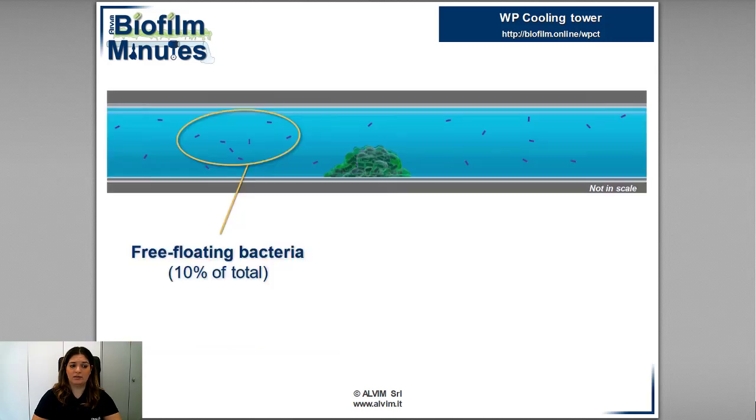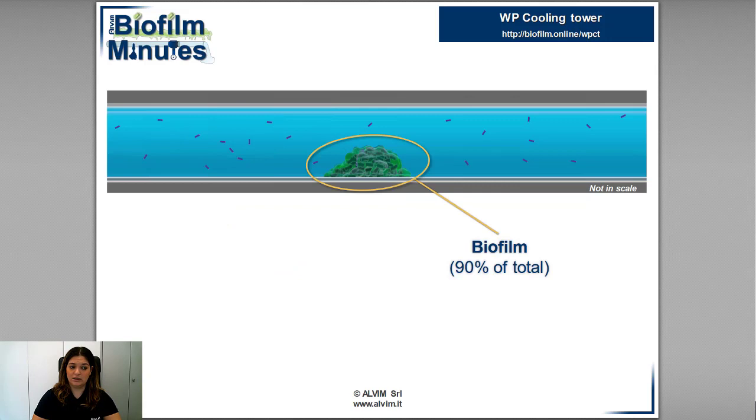The most relevant microorganisms that affect the cooling towers are typically bacteria, which can live free in the water but represent only 10% of the total contamination in the system. In fact, 90% of them live adherent to the surface in contact with the liquid, and this community is usually known as biofilm.